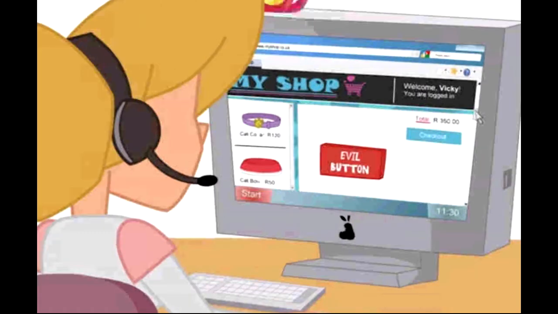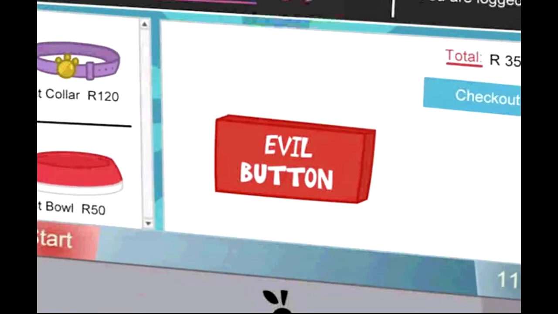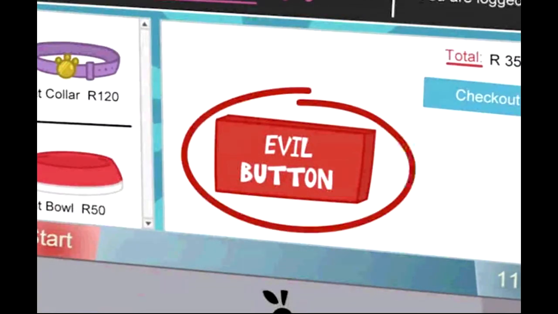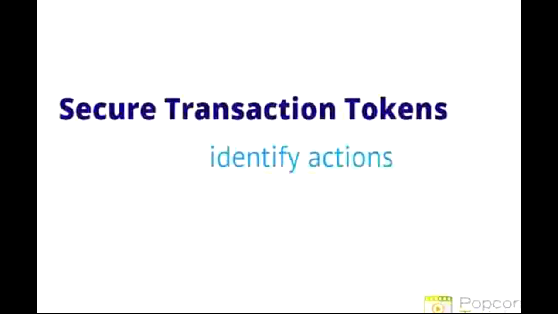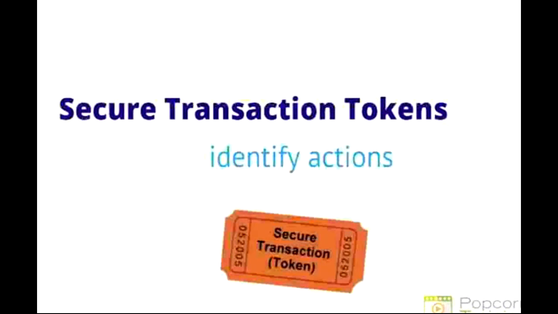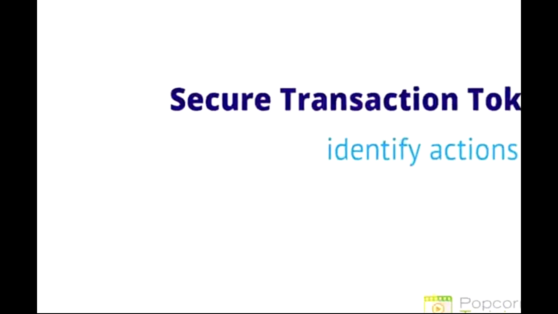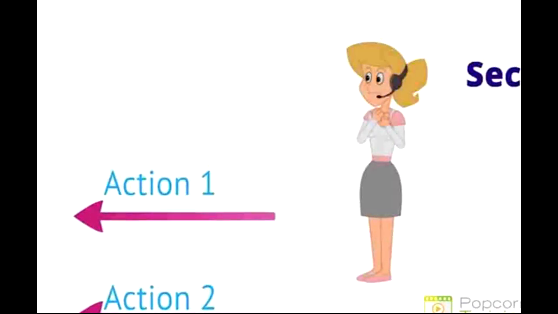Sometimes it is even possible to store the CSRF attacks on the vulnerable site itself by simply storing an IMG or iframe tag in a field that accepts HTML. How can we avoid CSRF attacks? One way to protect against these types of attacks is using secure transaction tokens. These help ensure the user herself intended to make a request.